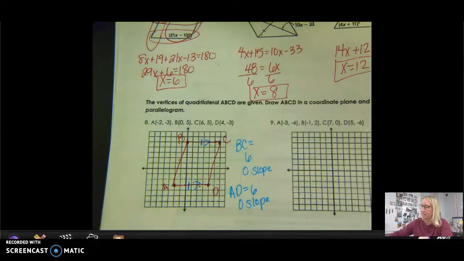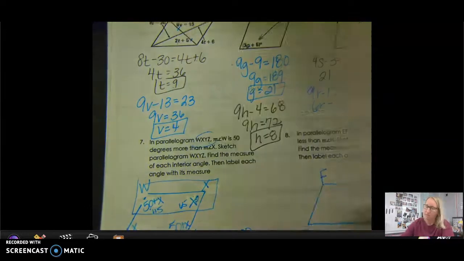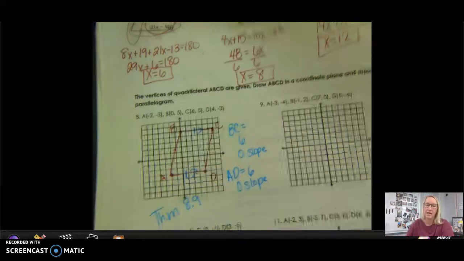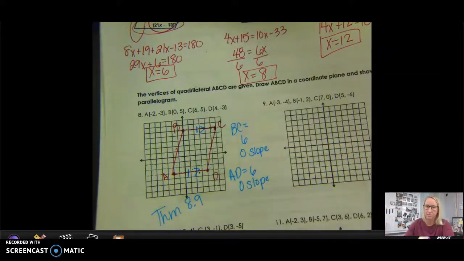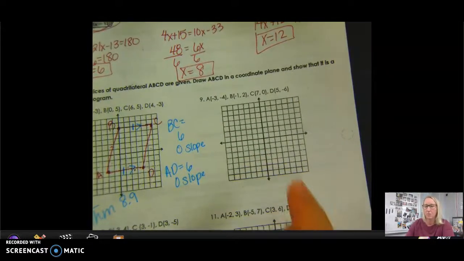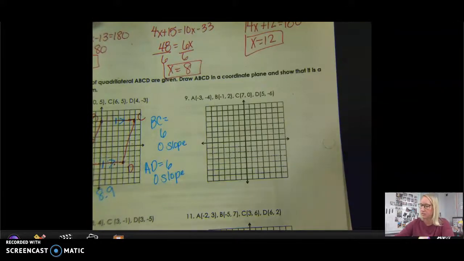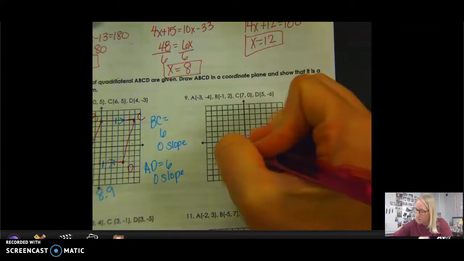So this is by theorem 8.9 that ABCD is a parallelogram. Okay? Go ahead and pause me and try number 9 on your own. Figure out whichever method you want to use to prove that it's a parallelogram, if it is. So I'm going to graph it.